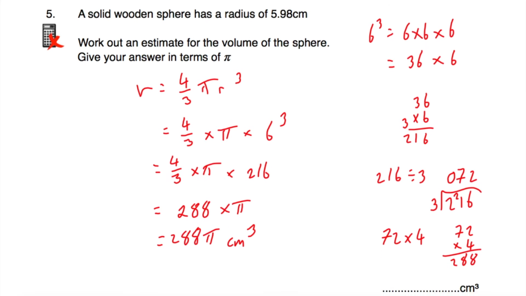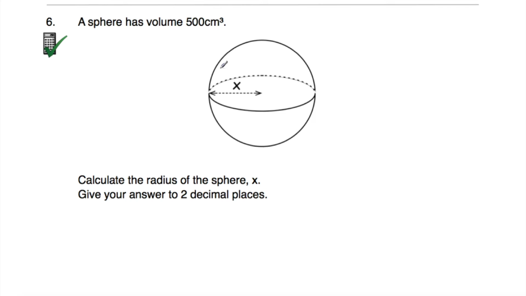Okay, let's have a look at our next question, question number 6. Okay, question number 6, we've been given this sphere and we've been told the radius of the sphere is x, and we've been told the volume of the sphere is 500 centimeters cubed, and we need to work out the radius of the sphere. Okay, and we've been asked to give our answer to 2 decimal places.